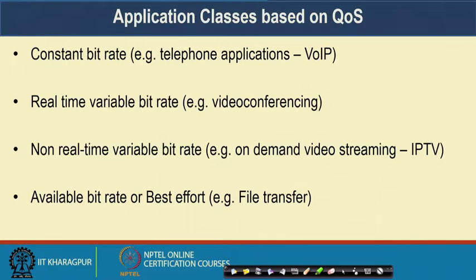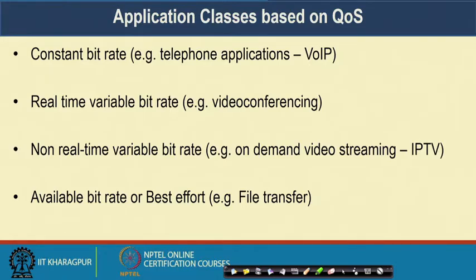Now, we look into what support we require from the TCP/IP network to ensure quality of service in the network. So, we look into the architecture in detail in today's lecture. As we discussed in the last class, based on the quality of service, we can have multiple classes of applications.